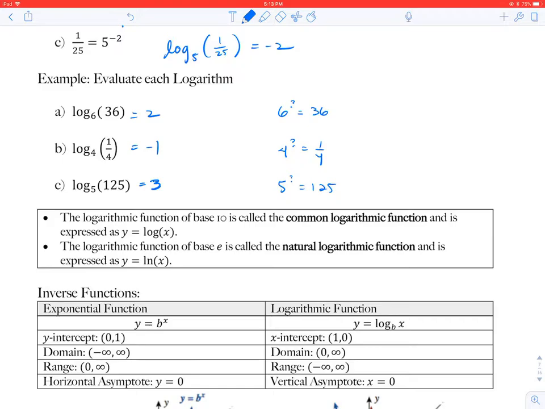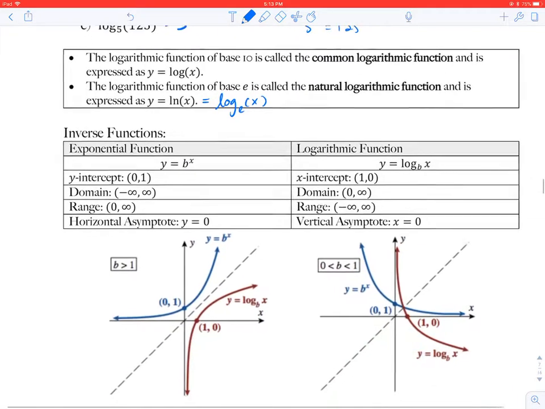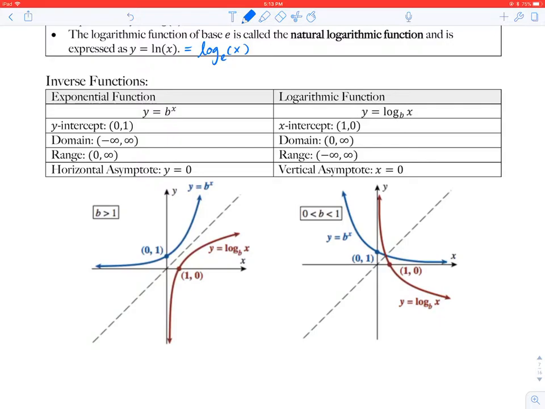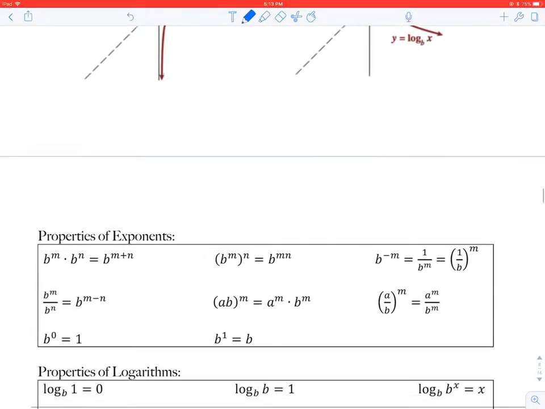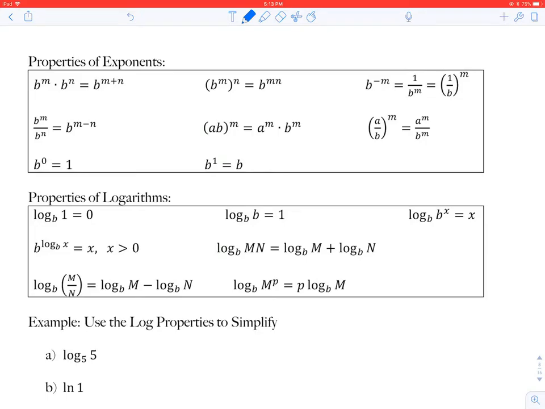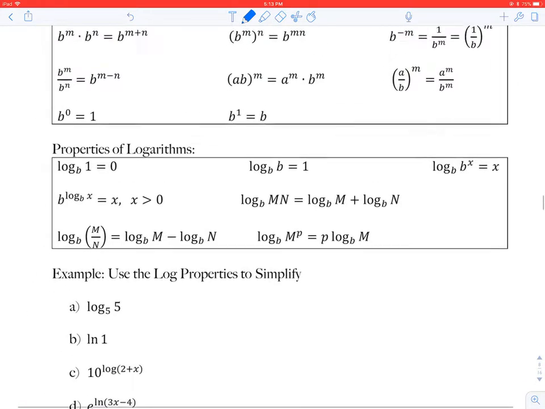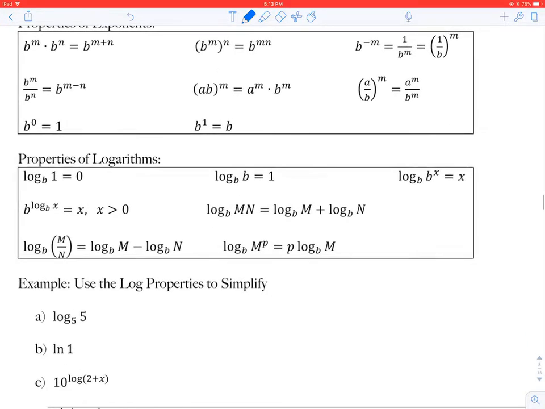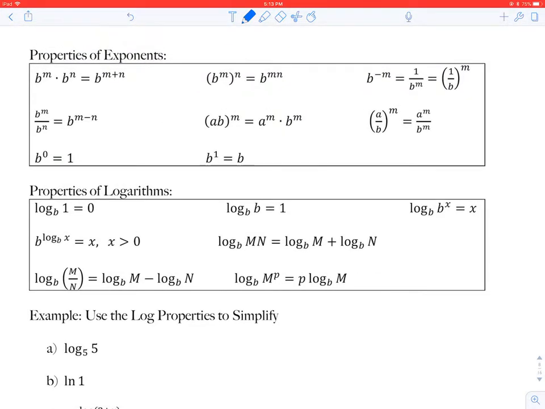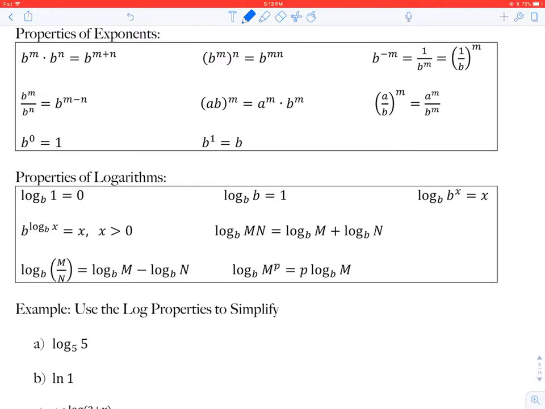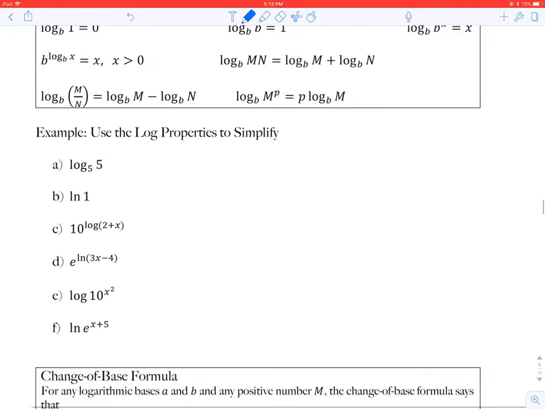Okay, log base 10 is the common log and has its own button on the calculator. Log base e is the natural logarithm, and we use ln of x, and it has its own button on the calculator. So ln of x is the same as log base e of x. Okay, they're inverse functions of each other. Here's their characteristics and graphs. You guys need to know your properties of exponents, and you're expected to know your properties of logarithms. If you have questions about how they're derived, it's all based on the properties of exponents, but I'm happy to go through them with you.